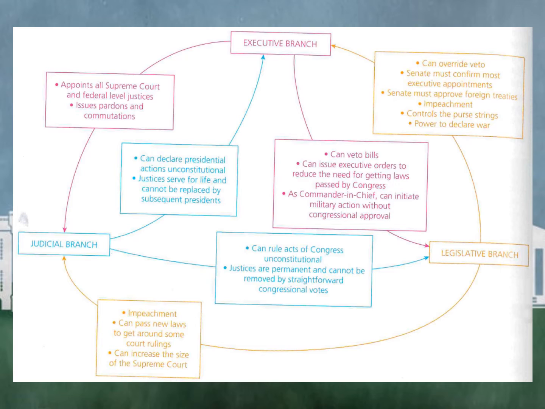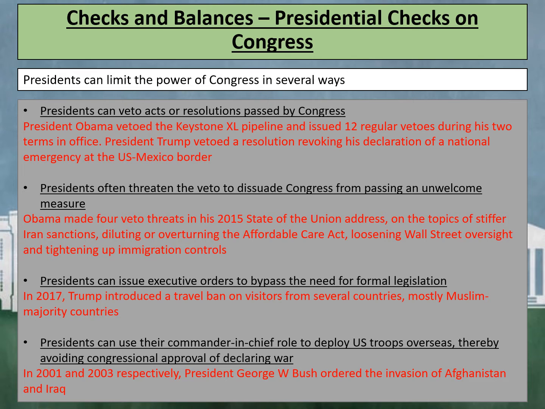The judicial branch can declare presidential actions unconstitutional. Justices serve for life and cannot be replaced by subsequent presidents, and they can rule acts of Congress unconstitutional. Justices are permanent and cannot be removed by straightforward congressional votes.